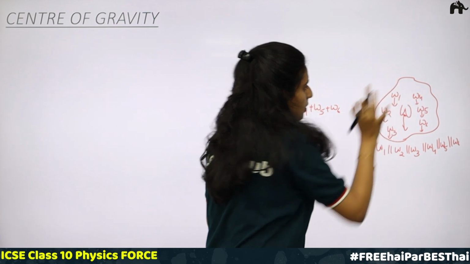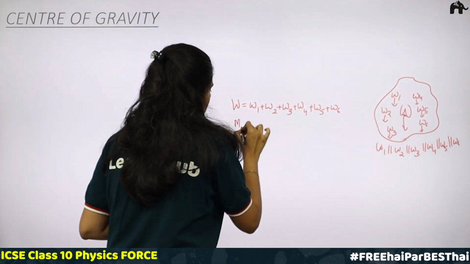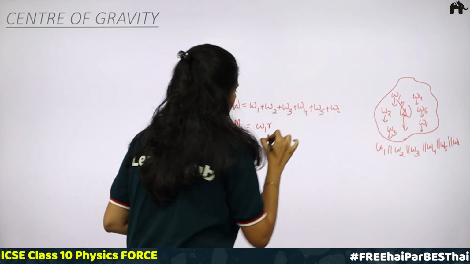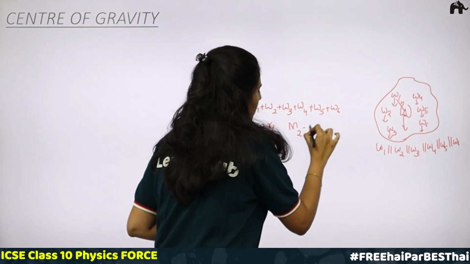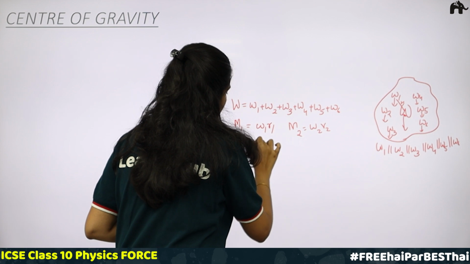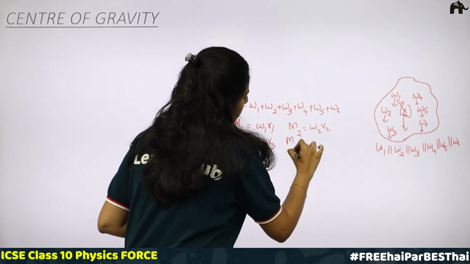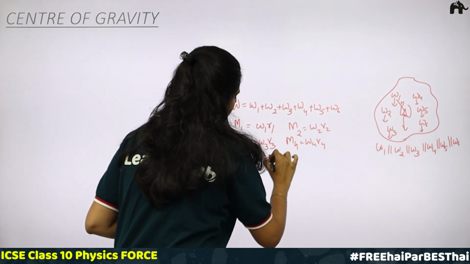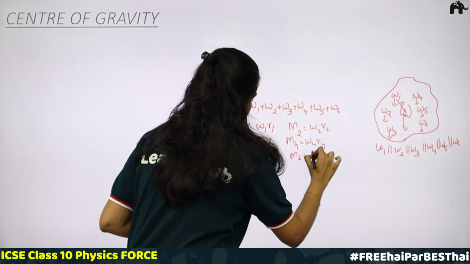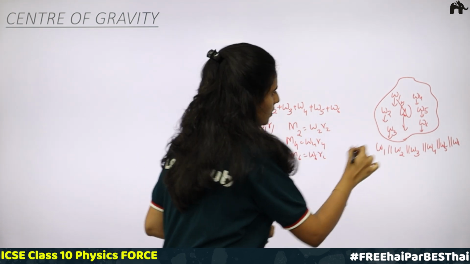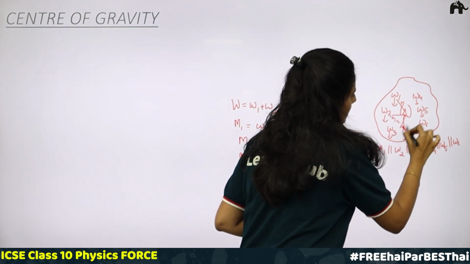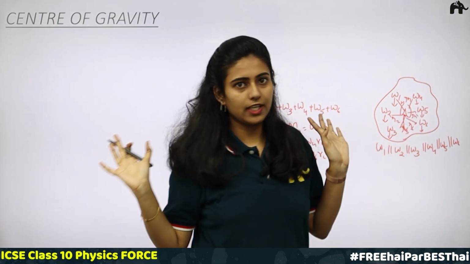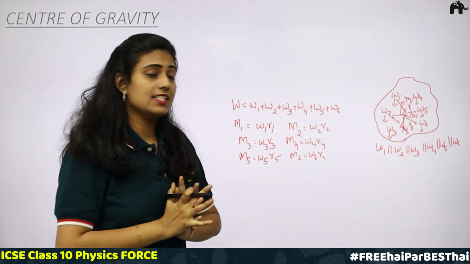So in each case, for W1 you will have a moment, let us say M1. M1 will be equal to W1 and this distance is taken as R1. Okay, W1 R1. What is M2? M2 will be W2 R2. M3 is W3 R3. M4 is W4 R4. M5 is W5 R5 and M6 is W6 R6. Okay, this is the distance R2, this is R3, R4, R5, R6.